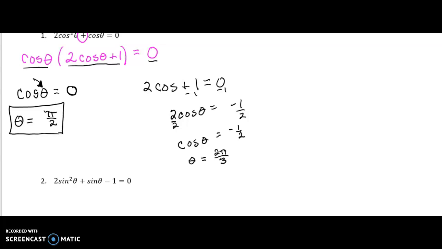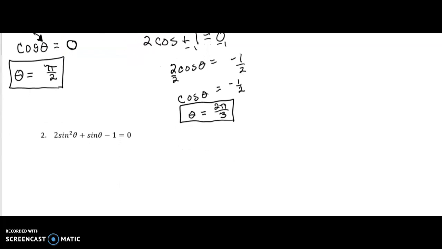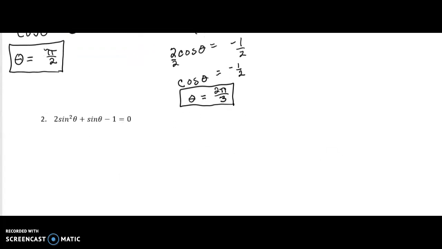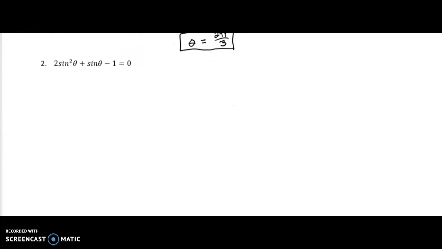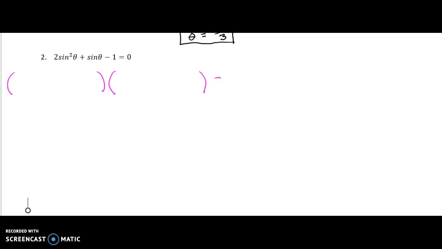And the other one would be 240, which is not on the interval 0 to pi. So that would be the only answer to that part. So both of them are answers to the whole thing. In the next example, example 2, I notice I have a trinomial. I have 3 terms.